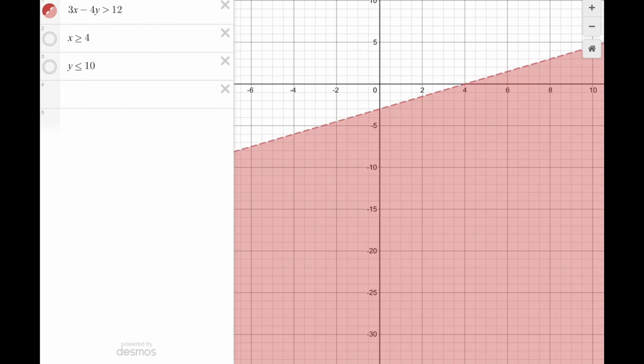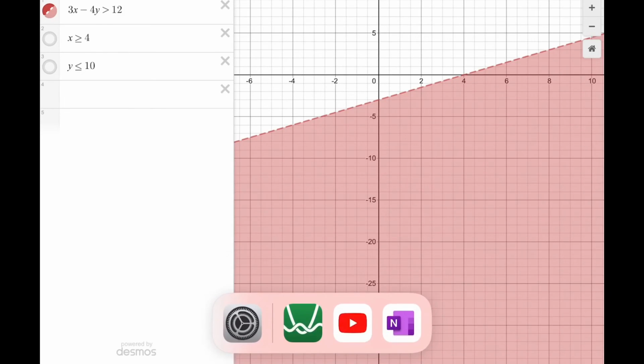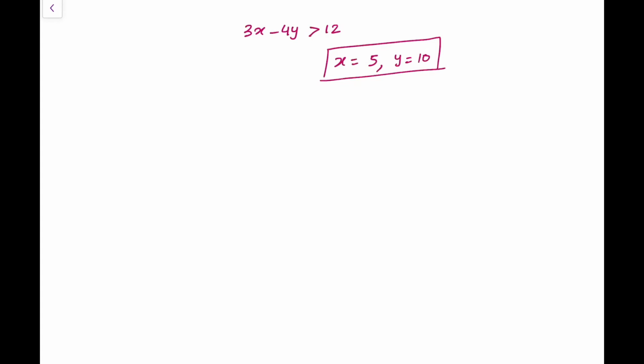Let's take another line, 3x minus 4y greater than 12. It's a dotted line because we are not considering equal to 12. It means we are not considering solutions on the line. Okay, we are considering solutions only in one area, either below or above. So we can say why that area was shaded. My inequality was 3x minus 4y greater than 12. So I can choose any one point, for example, x equals 5 and y equals 10. This will help us decide whether it is true or not.